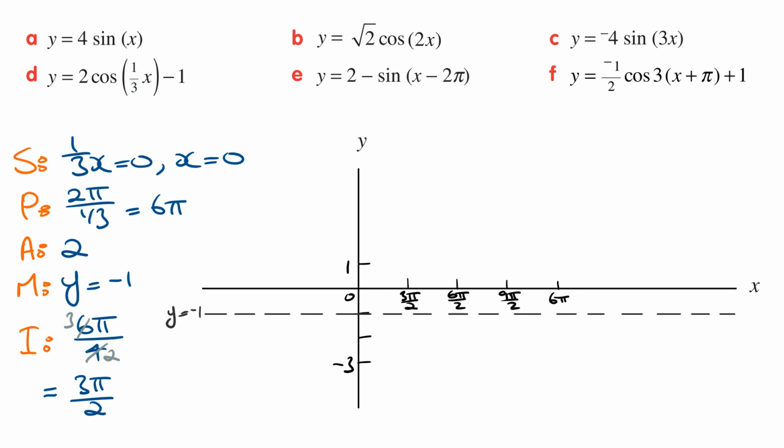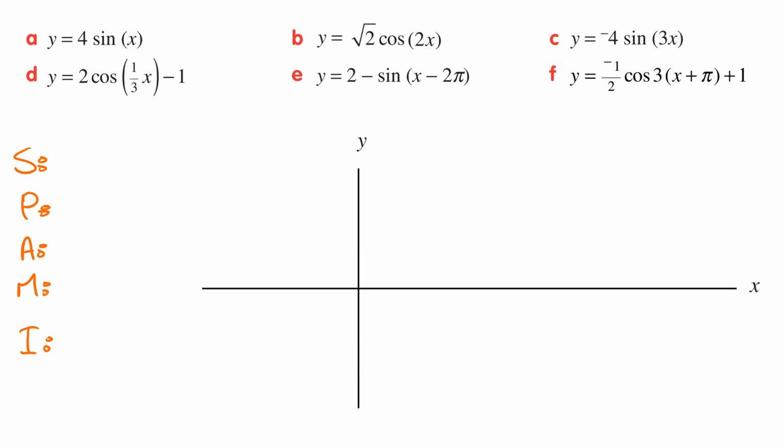For a positive cos function, we start at the maximum value, above the midline. We come down to the midline, and then we go down to the minimum, and then back to the midline, and then return to the maximum. Now that we have our points, we just connect the dots and sketch the graph, giving us the graph of y equals 2 cos a third of x minus 1.